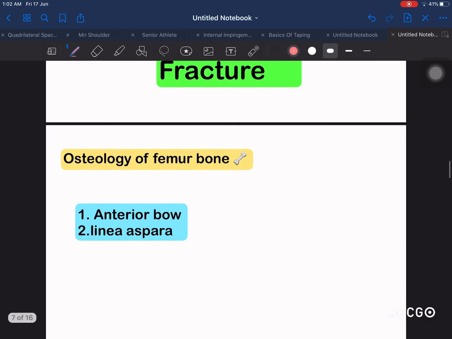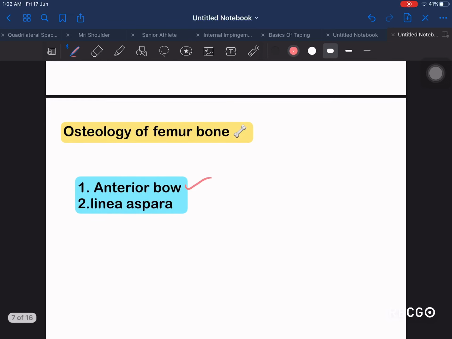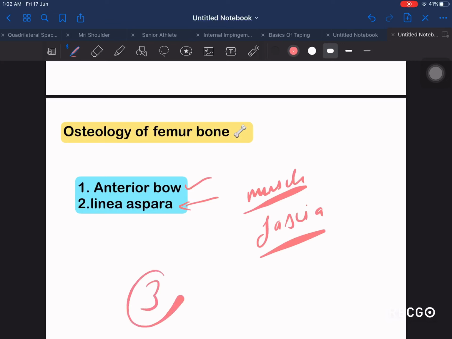Now let's look at the osteology of the femur bone. The femur has an anterior bow, and on the posterior aspect of the femur, in the middle part, there is a ridge which is known as the linea aspera. This is a site for the attachment of muscles and fascia. And one more thing you should know: how many compartments are there in the thigh? There are 3 compartments of muscle in the thigh.